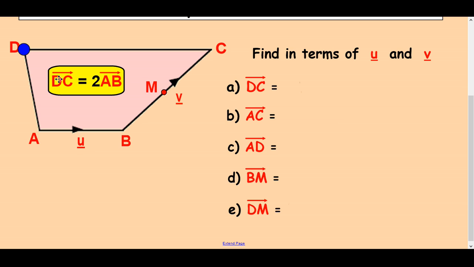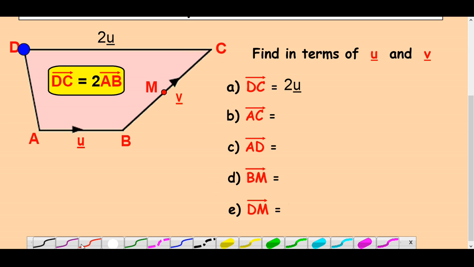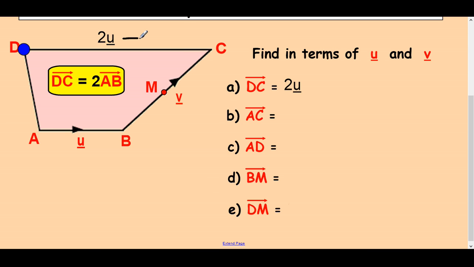Now it tells us here that DC is equal to 2 ABs. So AB we can see here is called U. So basically what we're saying is that DC is equal to 2 of these bits. So it's just equal to 2U. And that's me writing it in terms of either U or V or a combination of both. But that's us done at that point. And because I might need that later, I'm going to actually write that in the diagram. This is equal to 2U. And it's important to understand that that's in this direction from D to C.